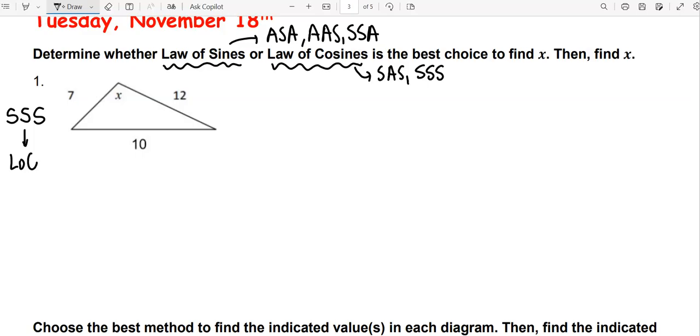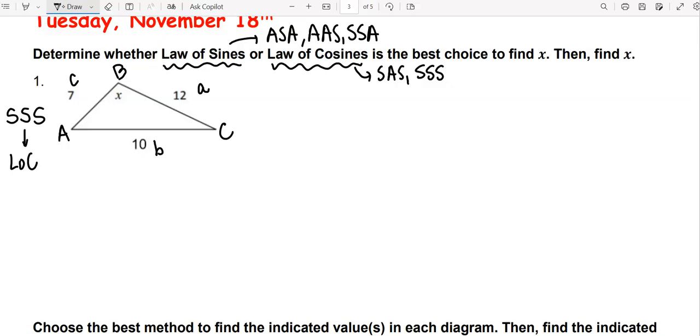Let's go ahead and label our triangle big A on a corner, big B, and big C. Angles are usually labeled with capital letters, and then the sides that are opposite of those angles are the lowercase letters. So opposite of big A is 12, that's going to be little a. Opposite of big B is 10, that's going to be little b. And then opposite of big C is 7, that's going to be little c.